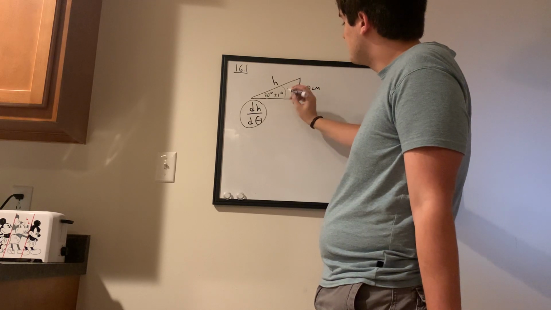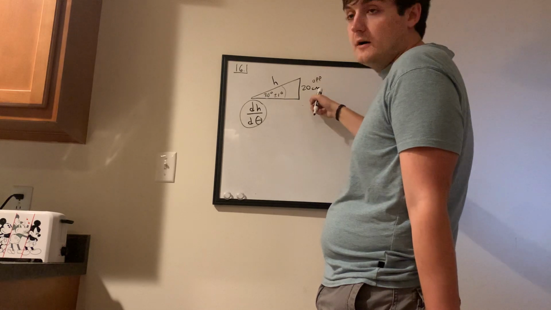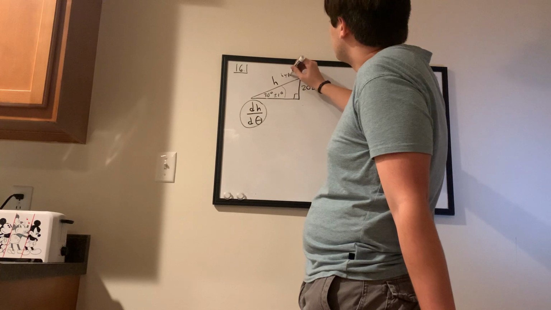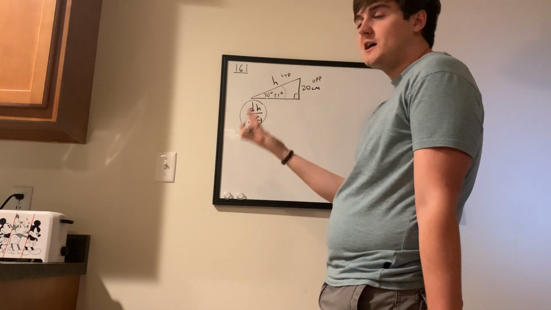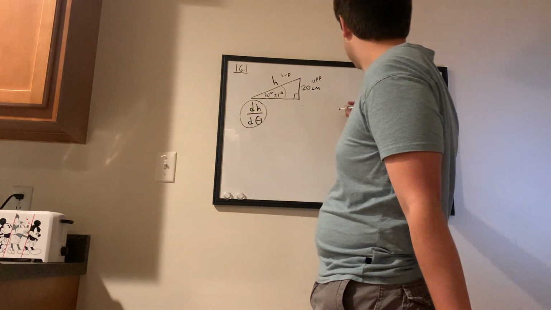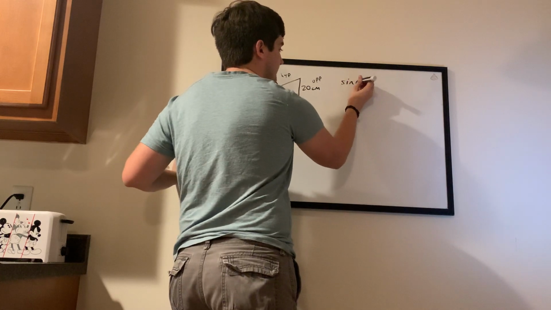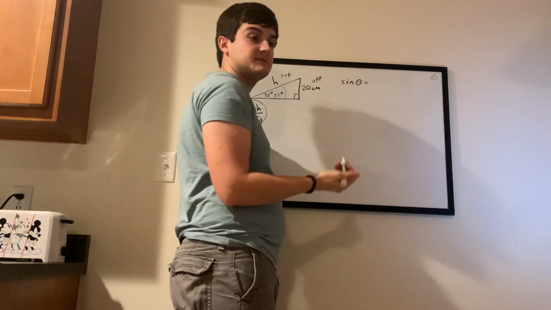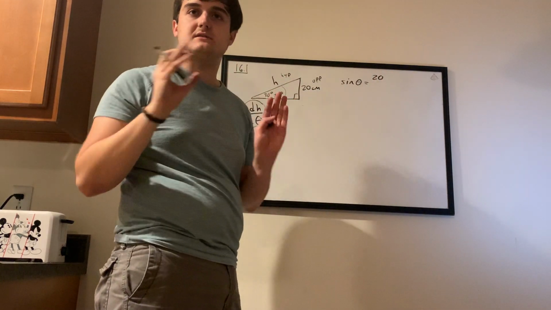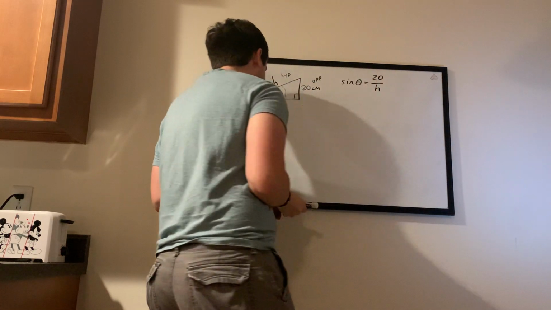This is my angle right here, this is the opposite side of this right triangle, and this is the hypotenuse. What trig function relates the opposite side to the hypotenuse? That's sine theta. So I'll write that up here: the sine of theta is equal to the opposite side, which the question says is always 20, over the hypotenuse, which is h.